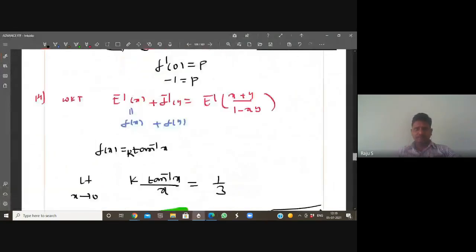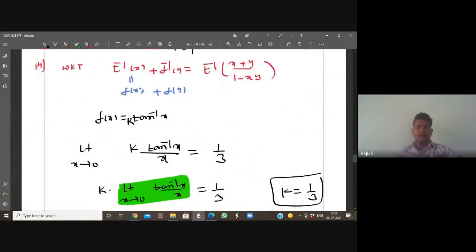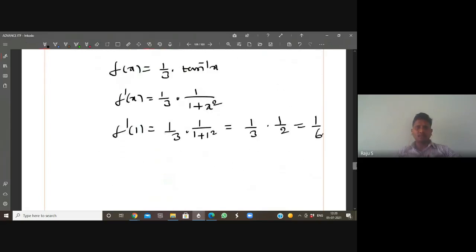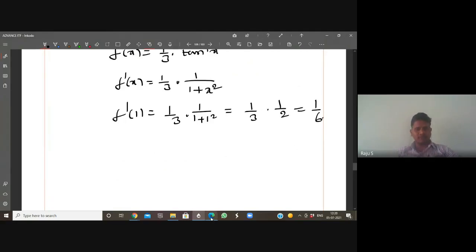Once again, what have I done here? I compared the given condition with tan inverse x plus tan inverse y is equal to tan inverse of (x plus y) by (1 minus xy). So f of x, I'm taking some k times tan inverse x. We don't know the coefficient of tan inverse x, maybe 1, 2, 3, maybe negative, maybe positive. But they gave one condition, limit x extends to 0, f of x by x is equal to 1 by 3. I substituted f of x here and found the k value. Again, I replaced here, so 1 by 3 tan inverse x, we got it. Now differentiate, then substitute x value as 1, we'll get the answer. That's all. Simple.